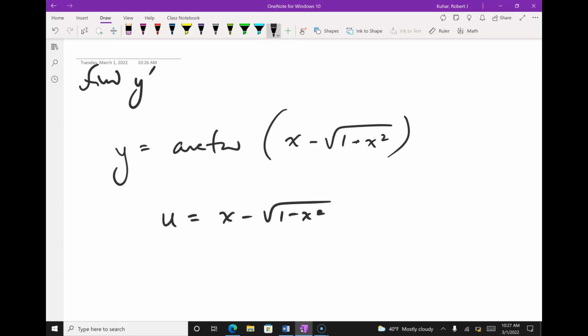I need a couple of things out of that, right? I need u prime, I need u squared. Yes? So what's u prime? Good, 1 minus 1 over the square root. Keep the cat in the box and then take the derivative of the inside, which is 2x. Make sure everybody's with me there.